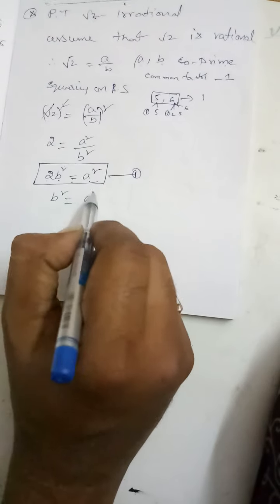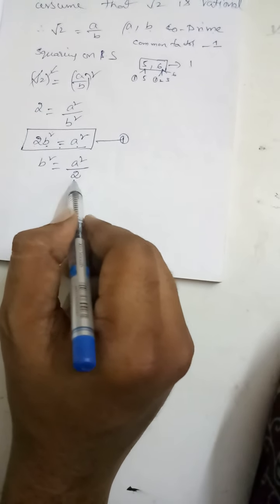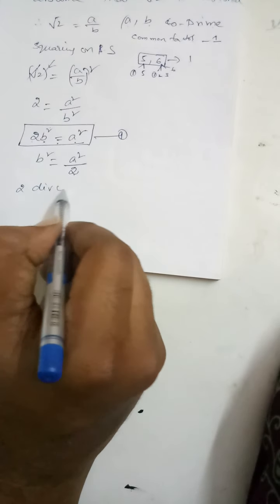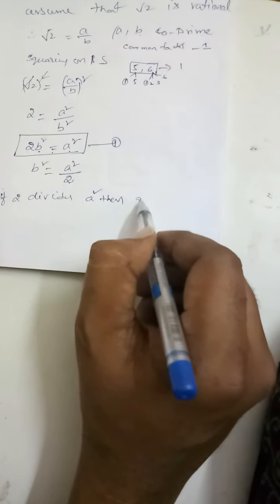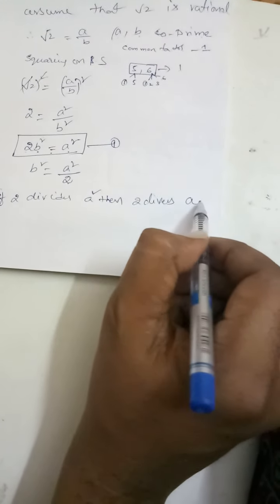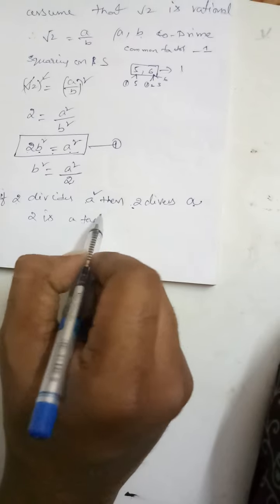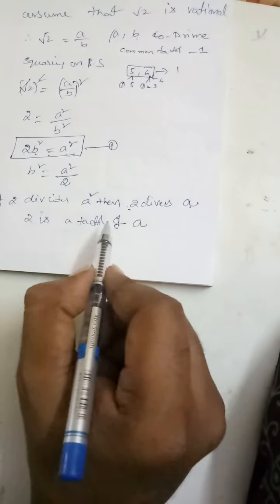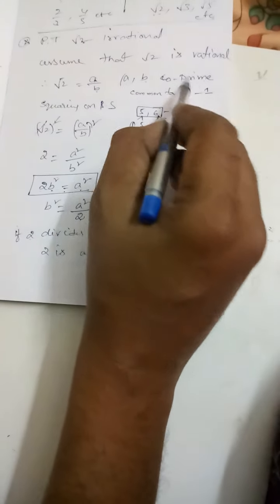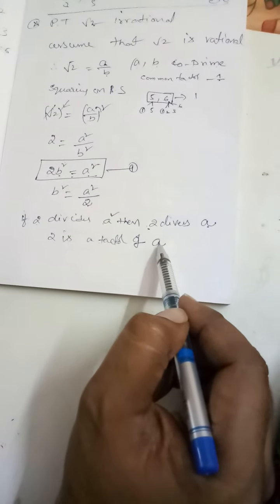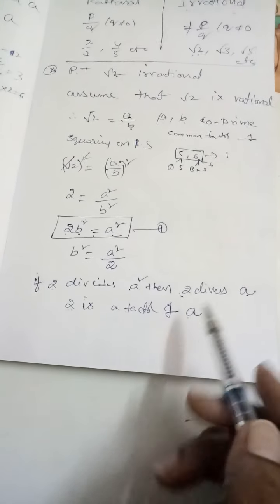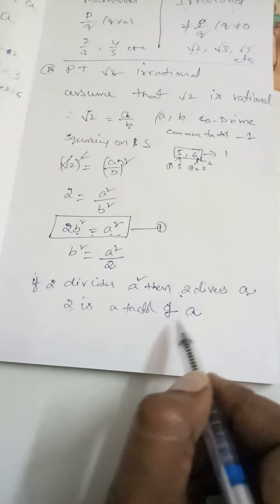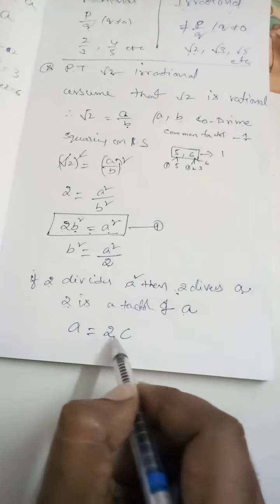So 2b square is equal to a square, then b square is equal to a square by 2. Here, if you observe, 2 divides a square. If 2 divides a square, then definitely 2 divides a. When 2 divides a square or 2 divides a, it means 2 is a factor of a. But here a comma b have common factor 1, and here we got 2 as a factor of a. Just I'm checking whether b also has another factor or not. When 2 is a factor of a, the value of a is a multiple of 2.